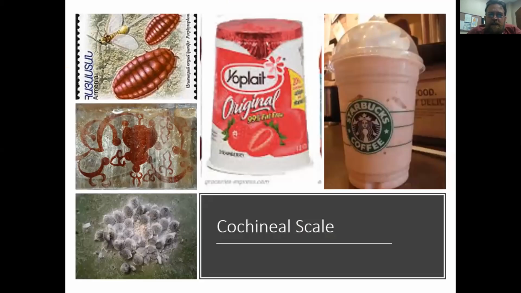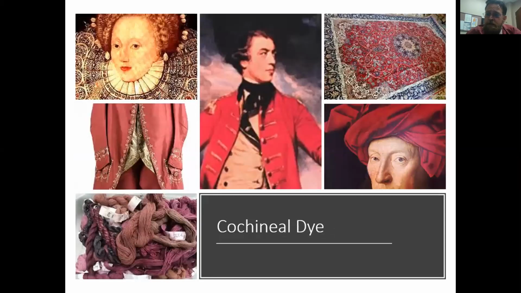Another scale insect with some interesting uses. This is cochineal scale. Cochineal scale has been used for a very, very long time to make red dye. You can see an old painting there. It's also extensively been used in food dyes, and most of the time they don't use this anymore, but it's been used to make pink and red coloring in some food products, including the ones that you see pictured there. It's also used in makeup and a variety of other things.